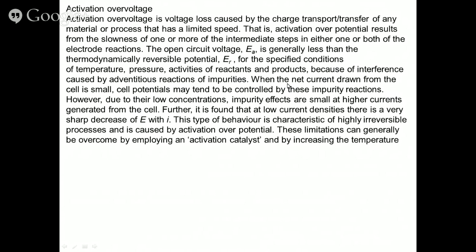So activation overvoltage is the voltage loss caused by the charge transport or transfer of any material or process that has a limited speed. That is, the activation overpotential results from the slowness of one or more of the intermediate steps in one or both of the electrode reactions. It can be anodic dissolution or cathodic deposition.